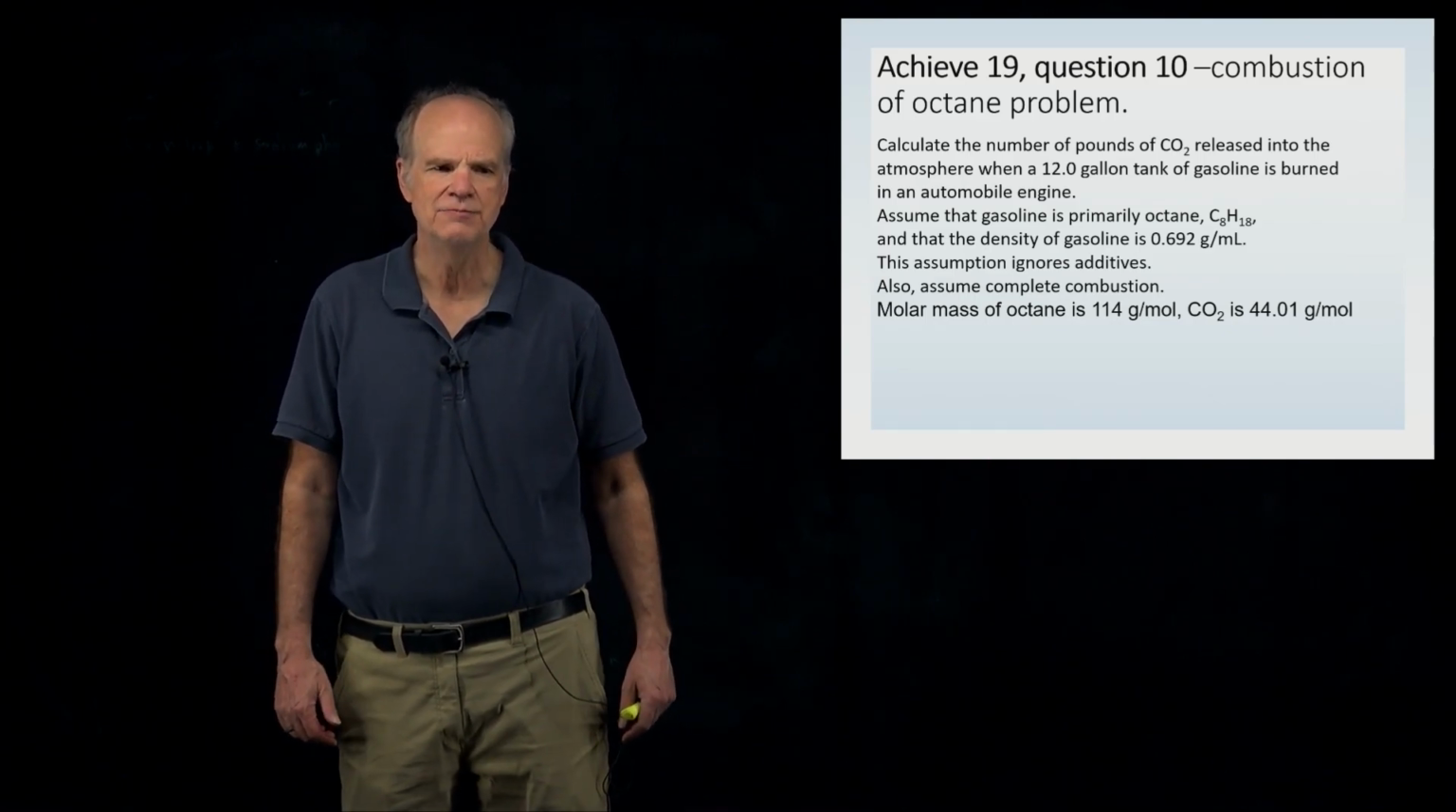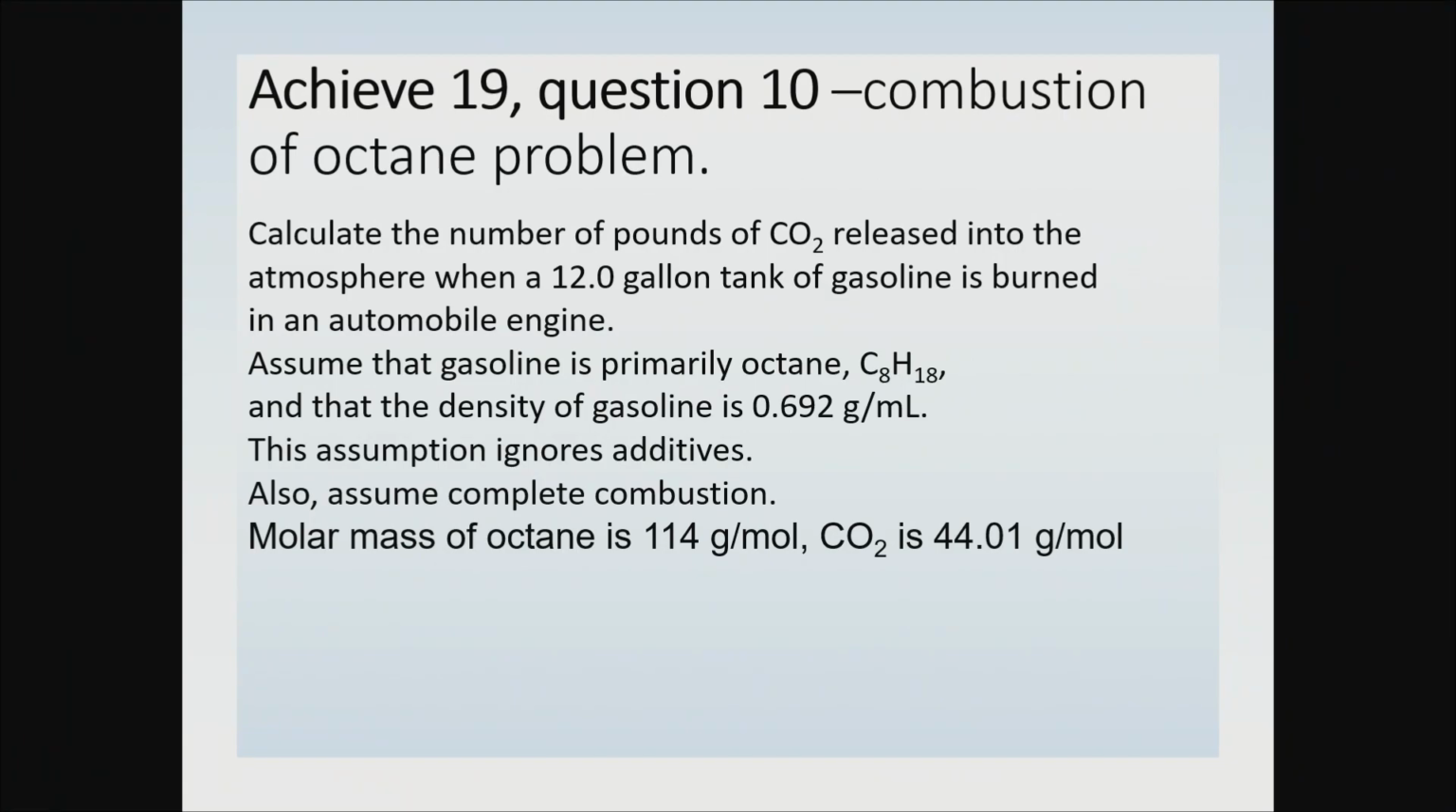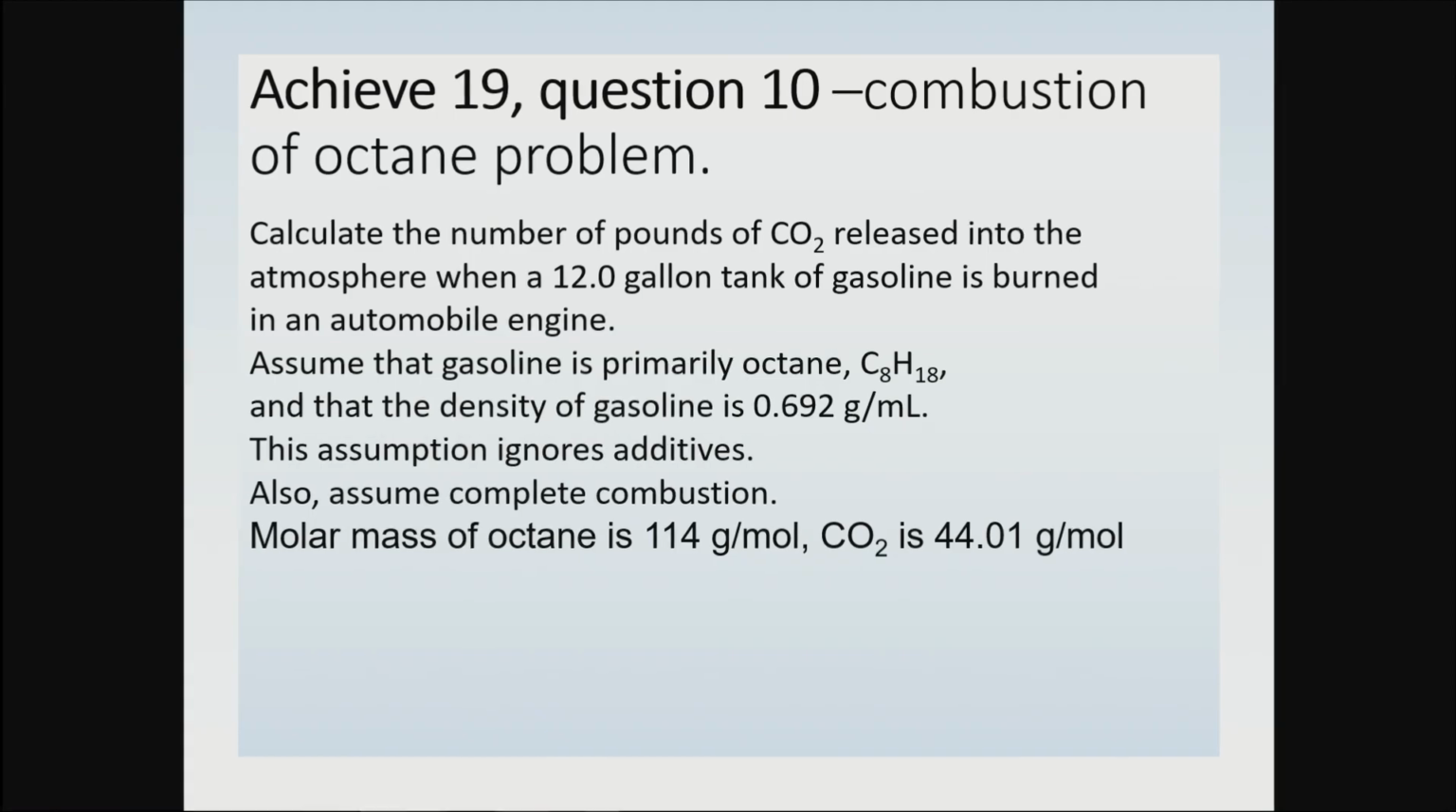If I can increase the slide. It reads as follows. Calculate the number of pounds of carbon dioxide released into the atmosphere when a 12-gallon tank of gasoline is burned in an automobile engine. Assume that the gasoline is primarily octane, and then you're given a density for the octane. You're told there that you should assume there are no additives mixed in with the octane, so you should assume that it's pure octane. You should assume that the octane undergoes complete combustion. And then also I'm adding in there what the molar mass of octane and the molar mass of carbon dioxide are. Okay, so can I lower the slide?